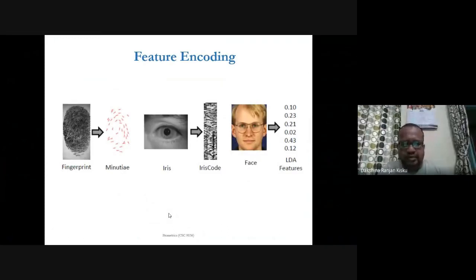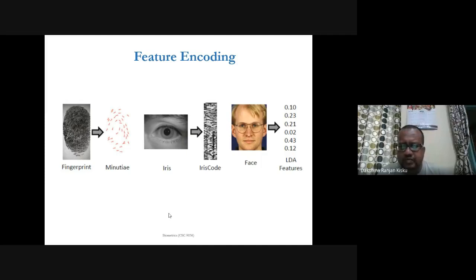So from the iris image, here we extract the iris code, and this iris code is encoded into a feature set, and this feature set is stored in the database as a reference template. And again, when we recapture the iris image, from that iris image also we extract the iris code, and that iris code is matched with the stored template.